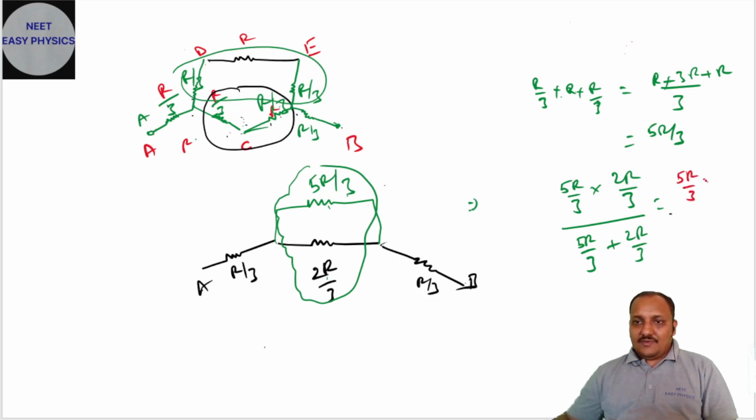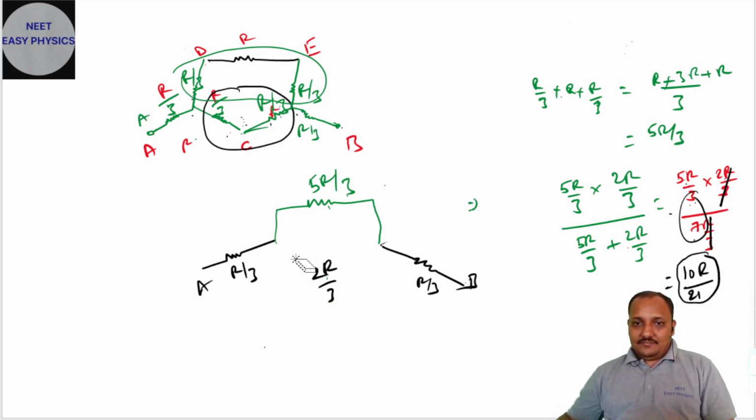Then how much will you get here? The numerator is the same, 5R by 3 into 2R by 3. If you add these two, 7R by 3. Now this R by 3, this R by 3 will be cancelled. Now what will be remaining here? 10R by 3 by 7, that is 10R by 3 into 7. 3 into 7 is going to be 21. Now by replacing this, you will get here, how much resistance? 10R by 21.